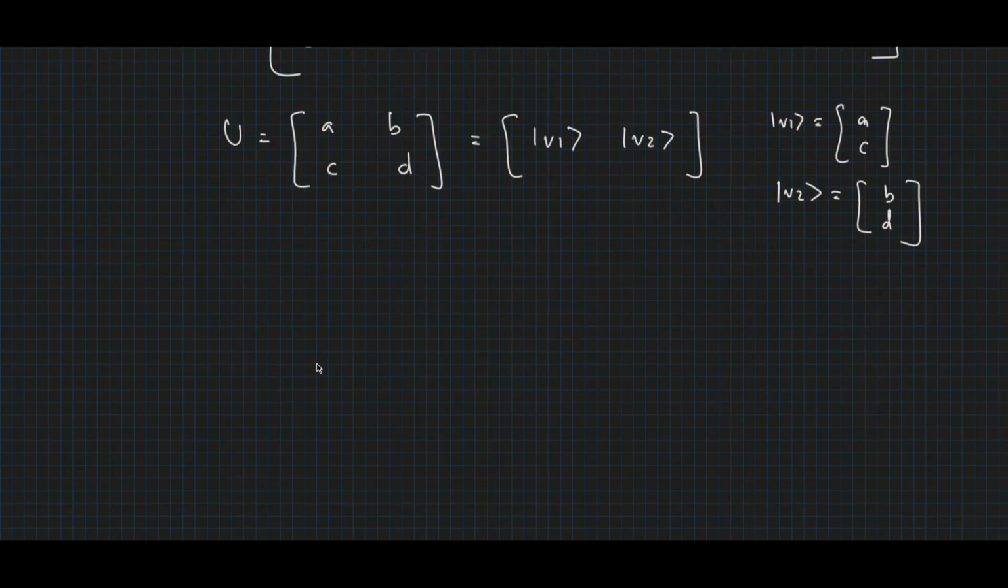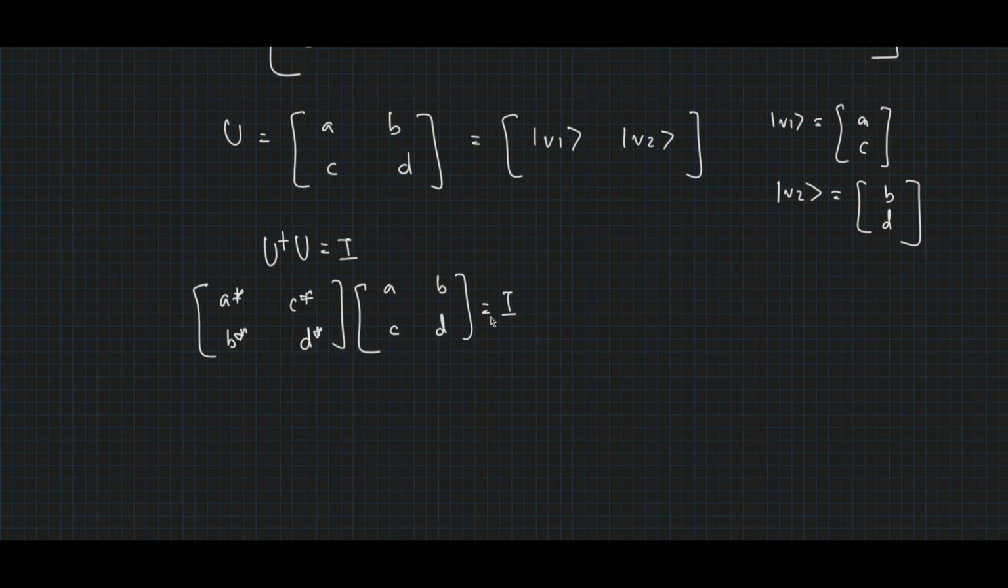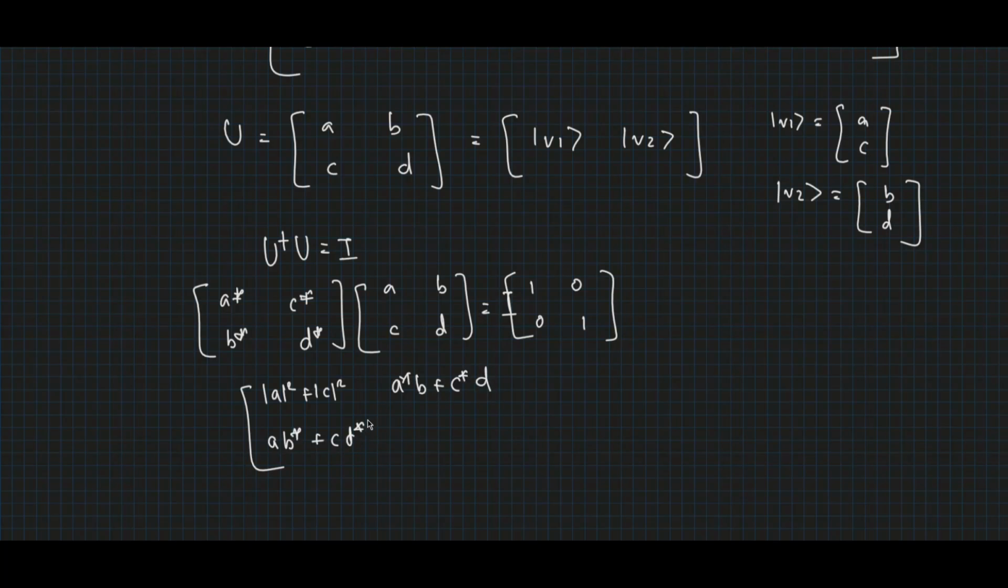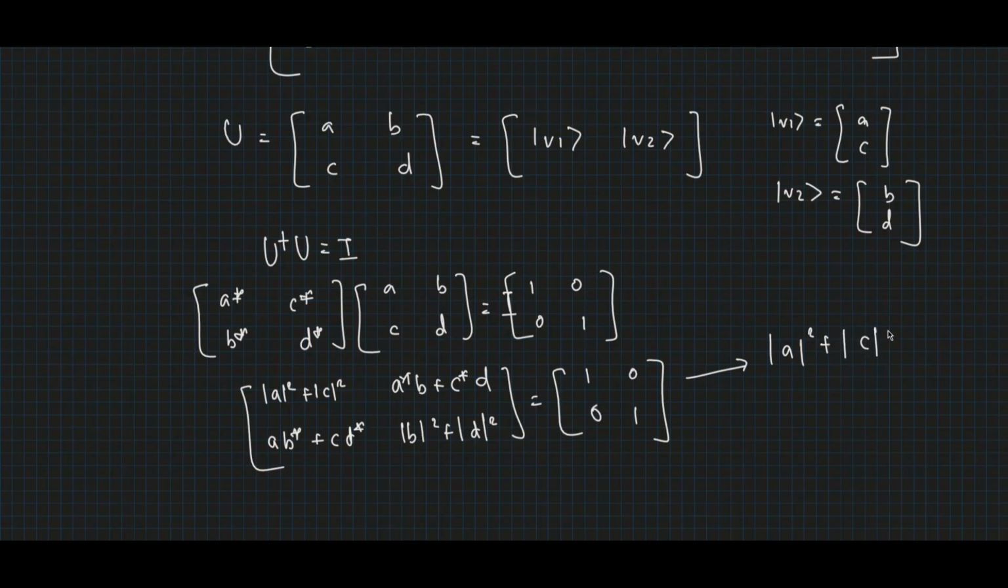From this, we can see that since U is unitary, U dagger U would be equal to I. Therefore, [a* c*; b* d*] into [a b; c d] will be equal to I, that is [1 0; 0 1]. So multiplying this, we'll get a*a equal to |a|², c*c equal to |c|², and similarly a*b plus c*d, ab* plus cd*, and |b|² plus |d|², equal to [1 0; 0 1]. Now comparing this, we'll get |a|² plus |c|² equal to 1 and |b|² plus |d|² equal to 1.